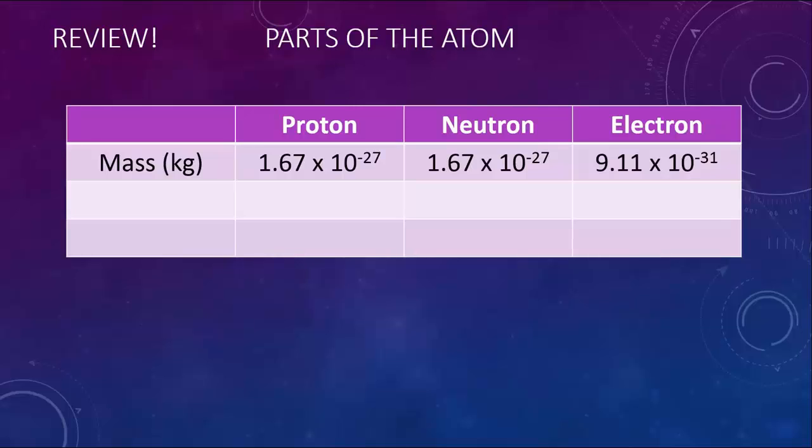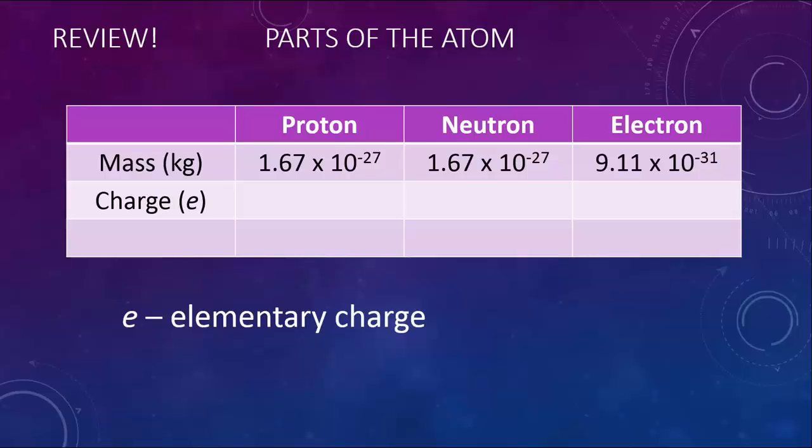The other important property of these particles that we need to be familiar with is charge. One way to identify the charge of an object is to describe how many elementary charges it is composed of. Elementary here, like elementary school or elementary, my dear Watson, means basic, most basic in fact. The elementary charge is the smallest individual charge that can exist in the universe.